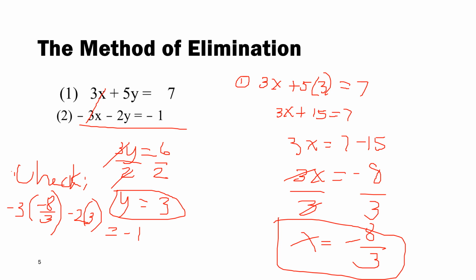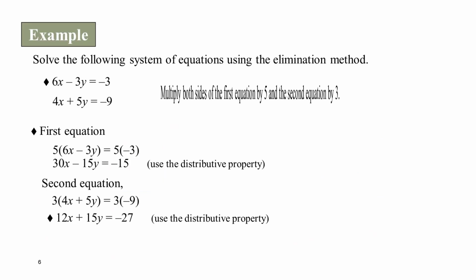Okay, so negative 3 times negative 8 is 24, divided by 3, minus 6 equals negative 1. 24 divided by 3 is 8. Oh, there's something wrong here. Okay, guys, on the previous slides, you can check the other if it's also correct. But our solution there is correct, no doubt for that.